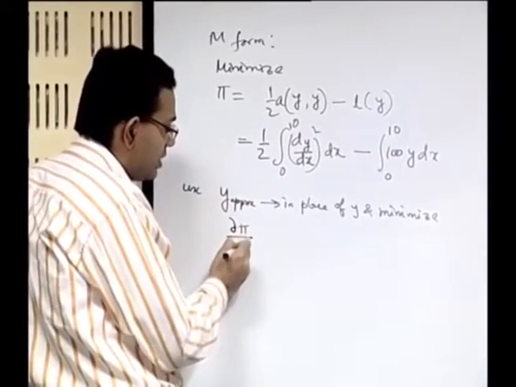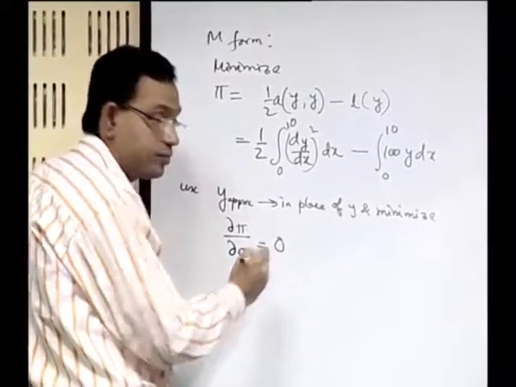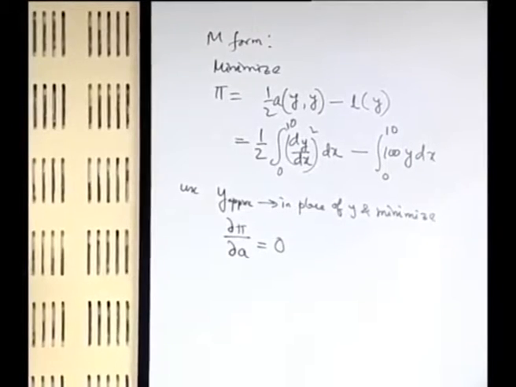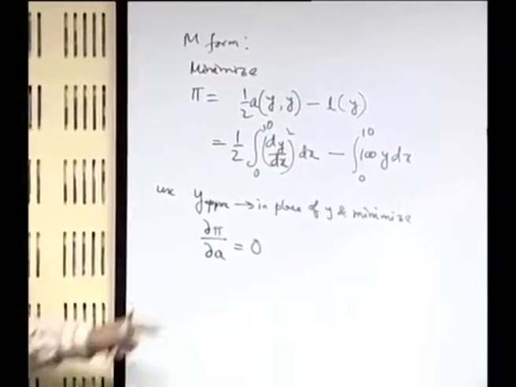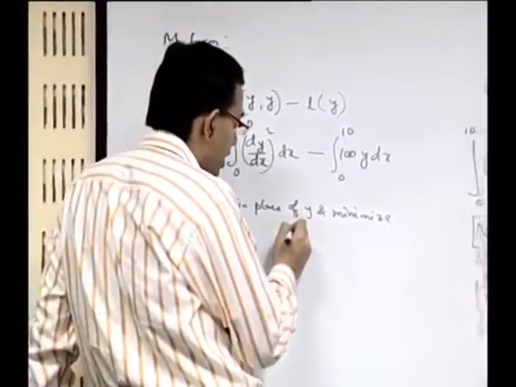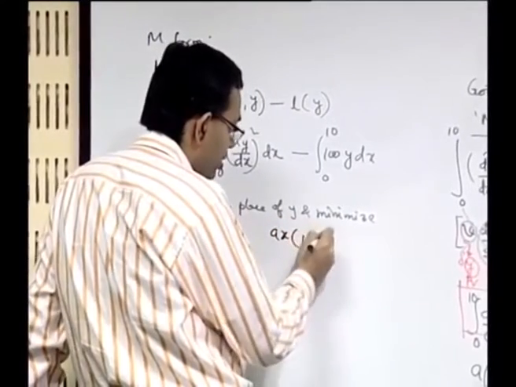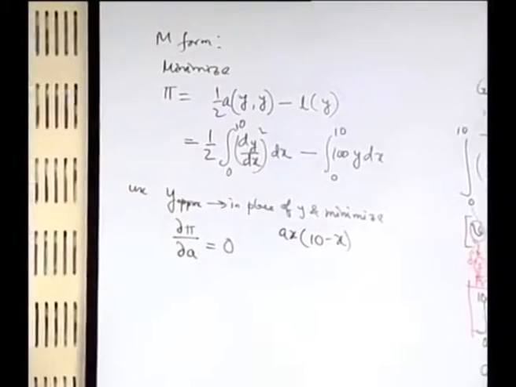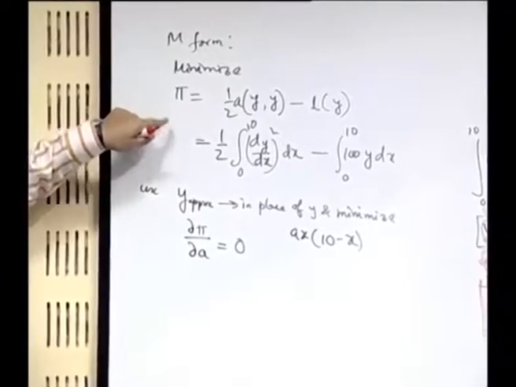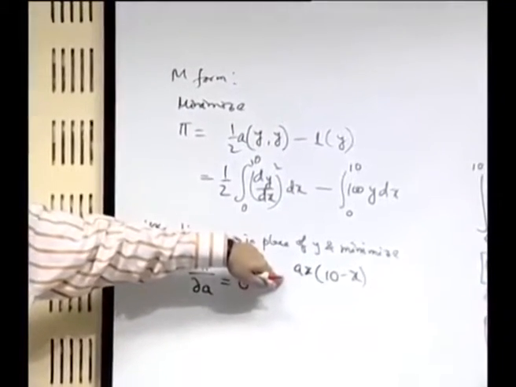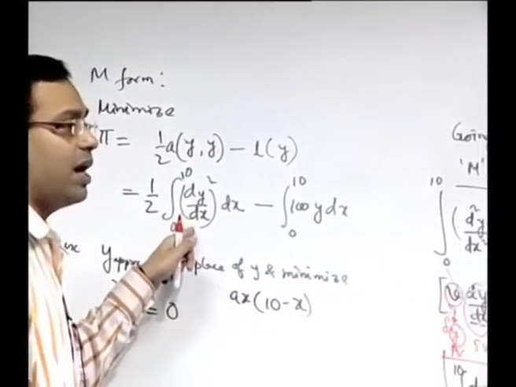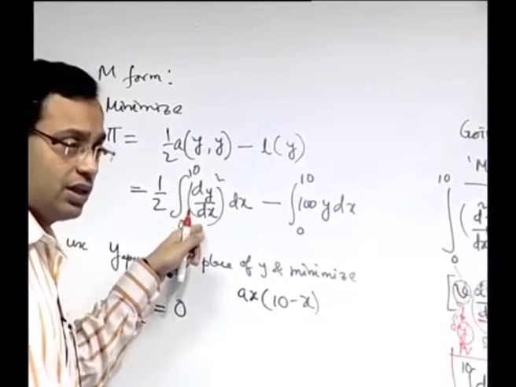and set its derivative with respect to a equal to 0. So, you can see that you can do that. We are considering the approximation y approximate same as a into x into 10 minus x, the same form. Your objective is to minimize this based on the choice of this approximating function, which could be continuous up to first order derivative for this case.